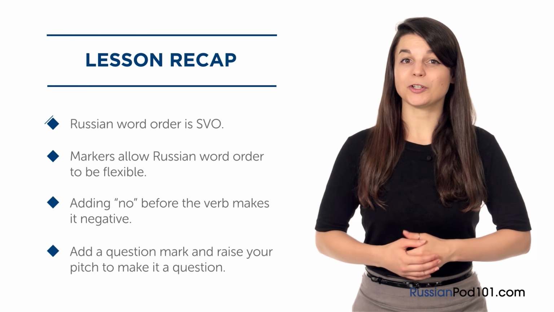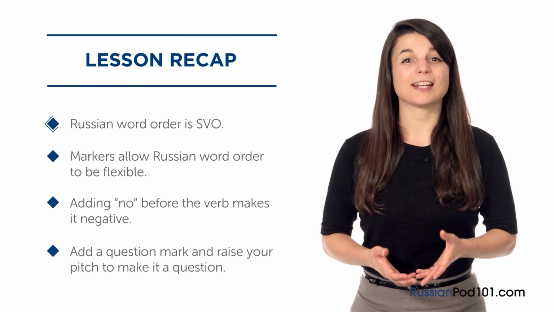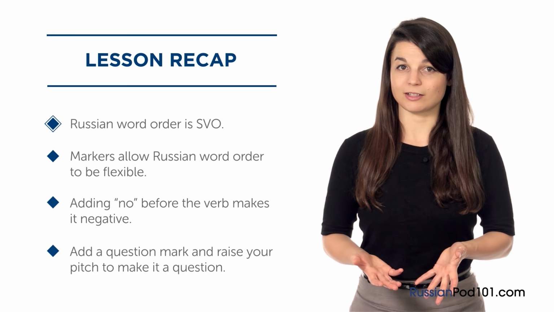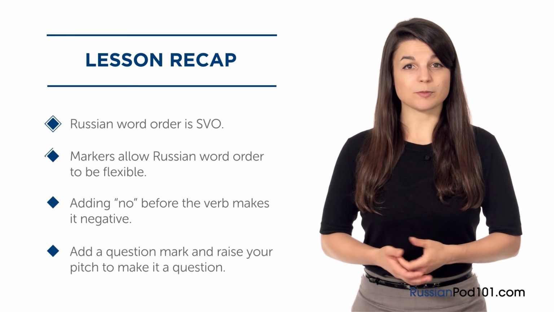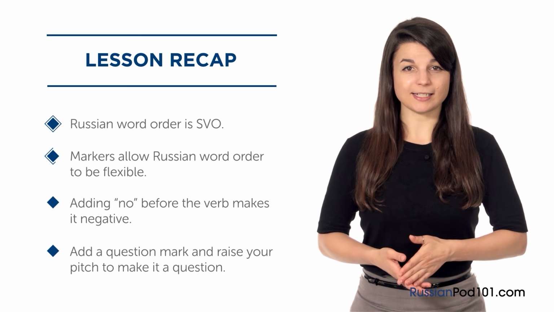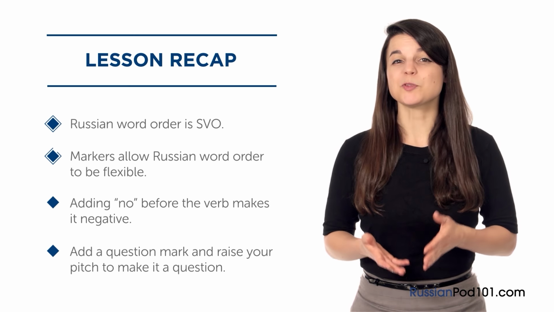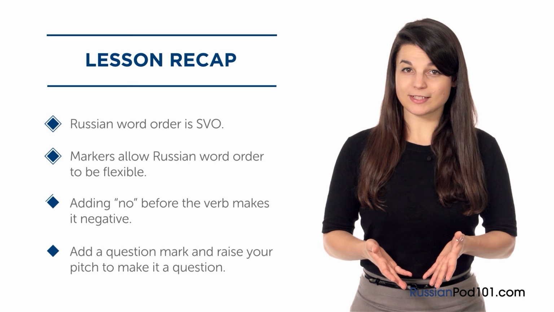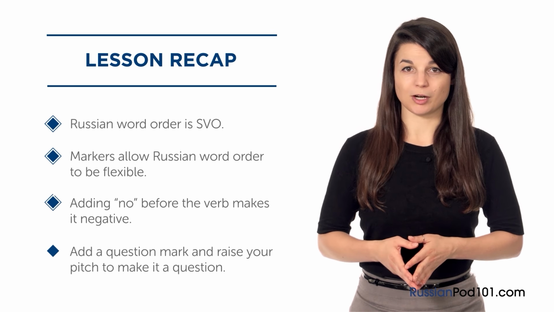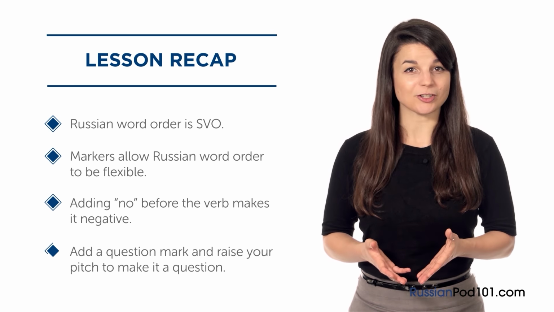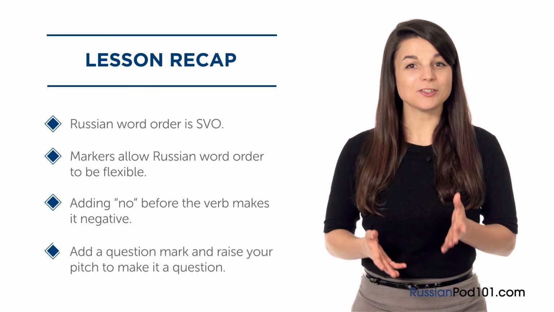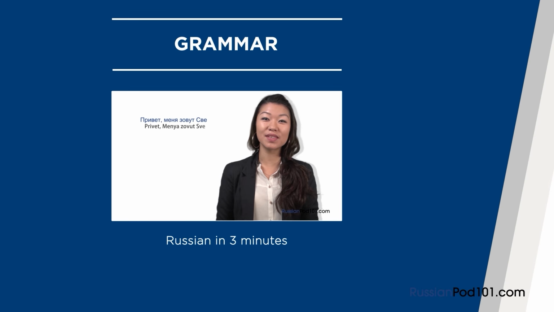In this lesson, you learned that Russian sentences can be formed using an SVO word order, just like English. Additionally, Russian uses markers to indicate the role of a word in a sentence, which allows the word order to be much more flexible. You make a negative sentence by adding no before the verb. And to create basic questions in Russian, simply add a question mark and raise your pitch at the end of a sentence.